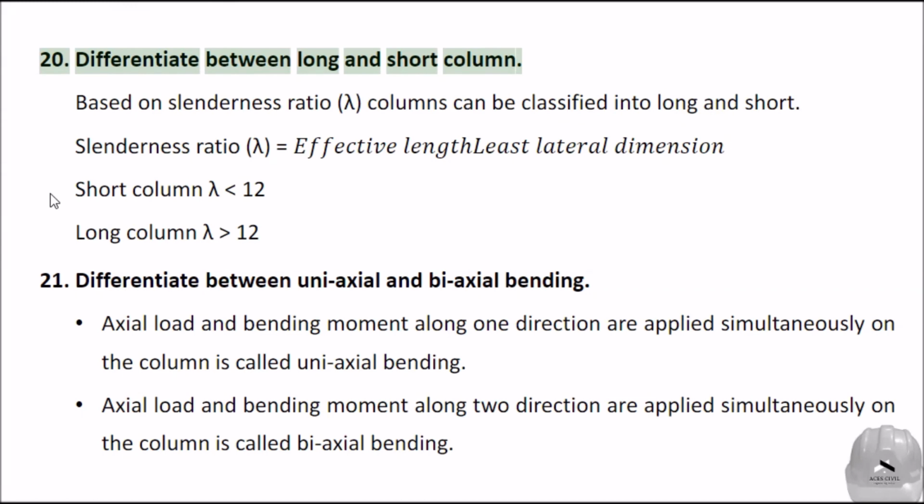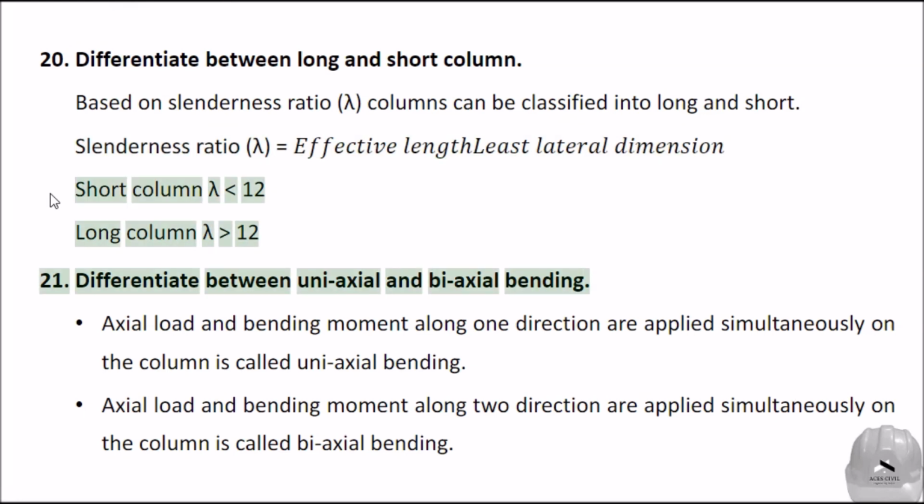Differentiate between long and short column. Based on slenderness ratio, columns can be classified into long and short. Slenderness ratio equals effective length divided by lateral dimension. Short column: less than or equal to 12. Long column: greater than 12.